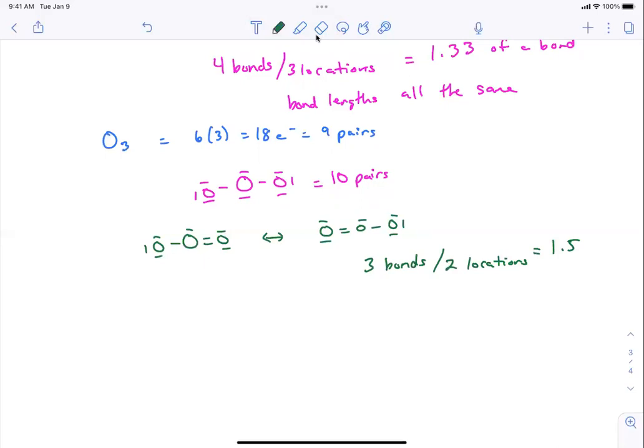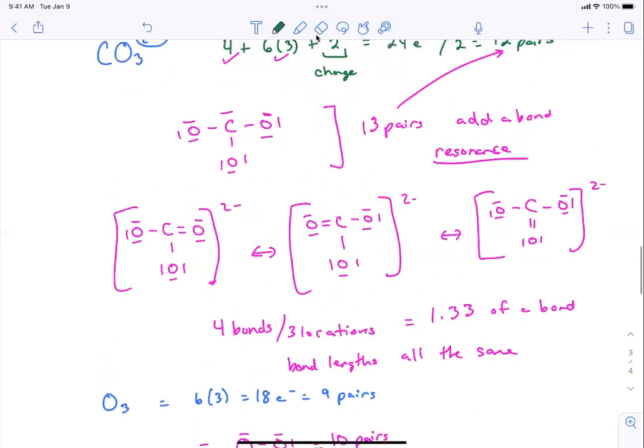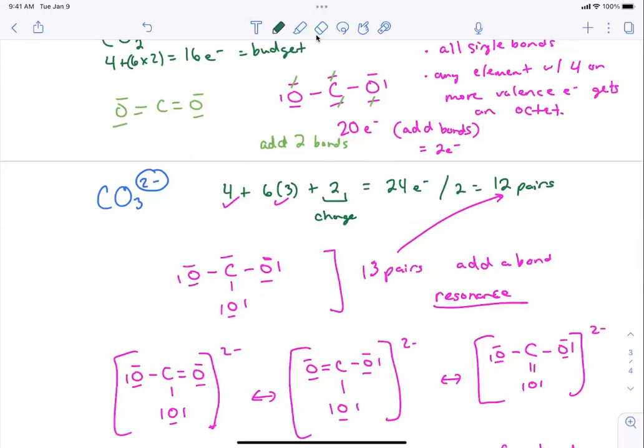And you can use that to support your answer if they ask you which one's a longer bond length, which one is shorter. You can use that idea to support your concept. I've seen this question on all exams: compare the bond length of the C to O bond in CO2 versus CO3 2-. You could say the bond length in CO2 is shorter because the bond order is 2, because there's 4 bonds for 2 locations, and the CO3 bond order is 1.33, which means this is a stronger bond, which means the bond length should be shorter. So you can use bond order to help you support your explanations for bond strength, bond length, etc.